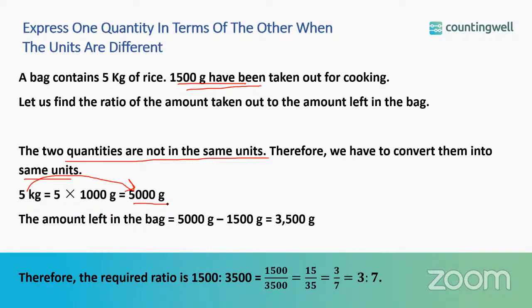We know 1 kg is equal to 1000 grams. So we have 5 kg is equal to 5000 grams. What is the amount left in the bag? It will be 5000 grams minus 1500 grams, which is 3500 grams. So the required ratio is 1500 is to 3500. We divide by the highest common factor and get the ratio as 3 is to 7. This is the simplest form of the ratio, or the lowest terms.